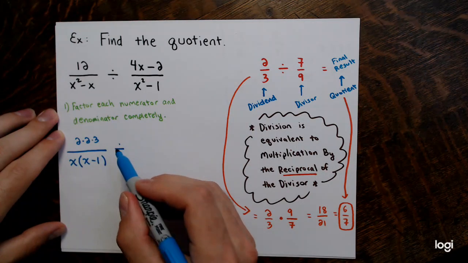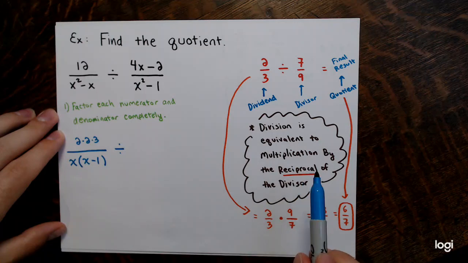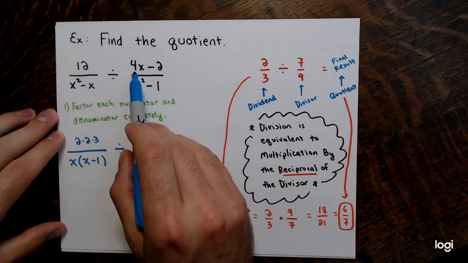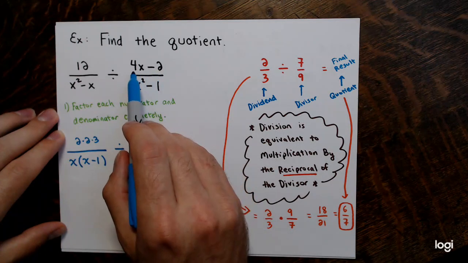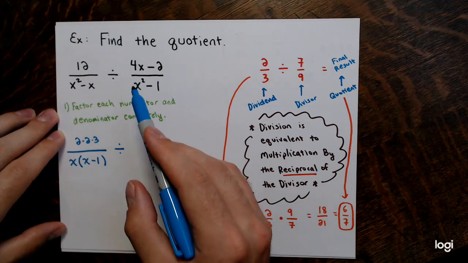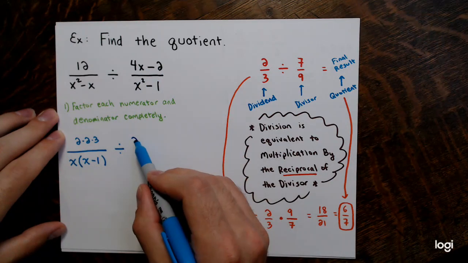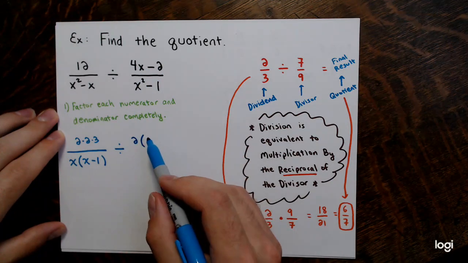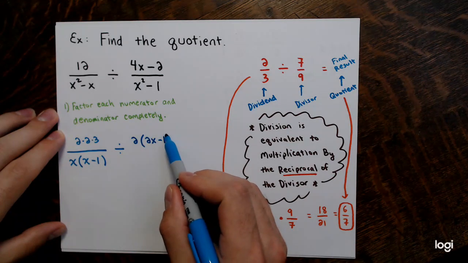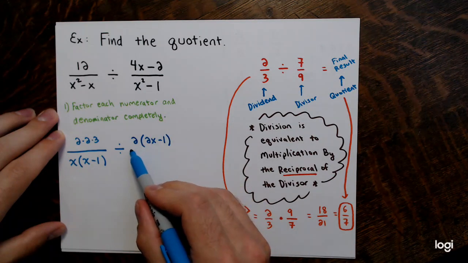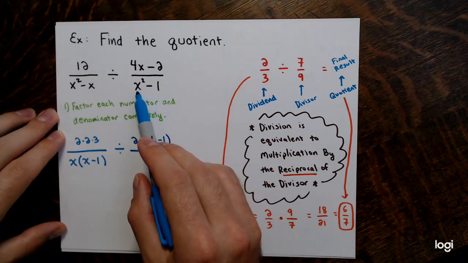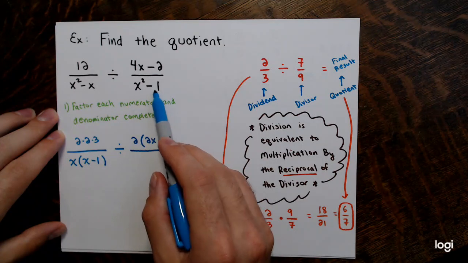And it's still a division problem. I'm going to get to where we rewrite it as a multiplication problem in a second. Then this 4x minus 2, this numerator, has a greatest common factor of 2. So I'll pull the 2 out, and what's left over there would be 2x minus 1 as a factor. And then all of this is divided by x squared minus 1, this denominator.